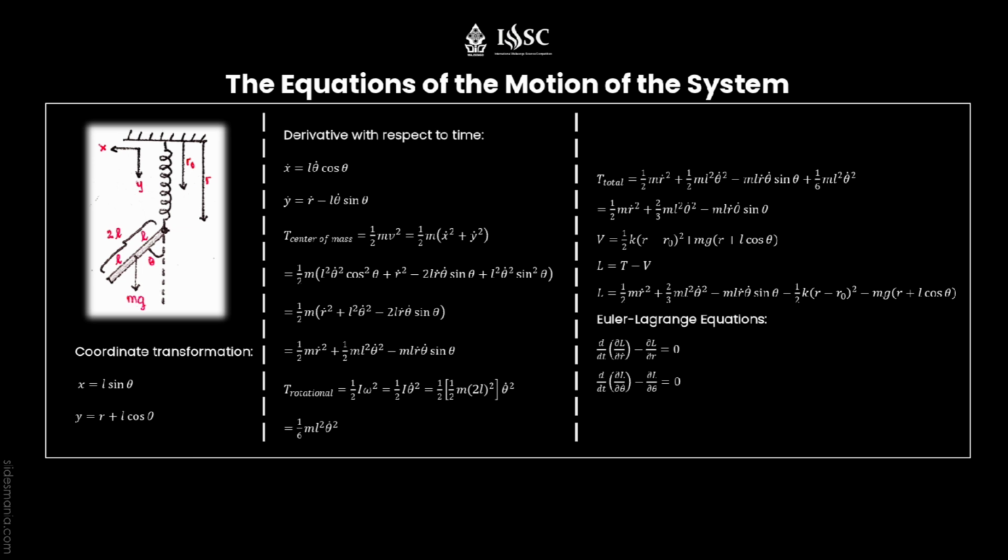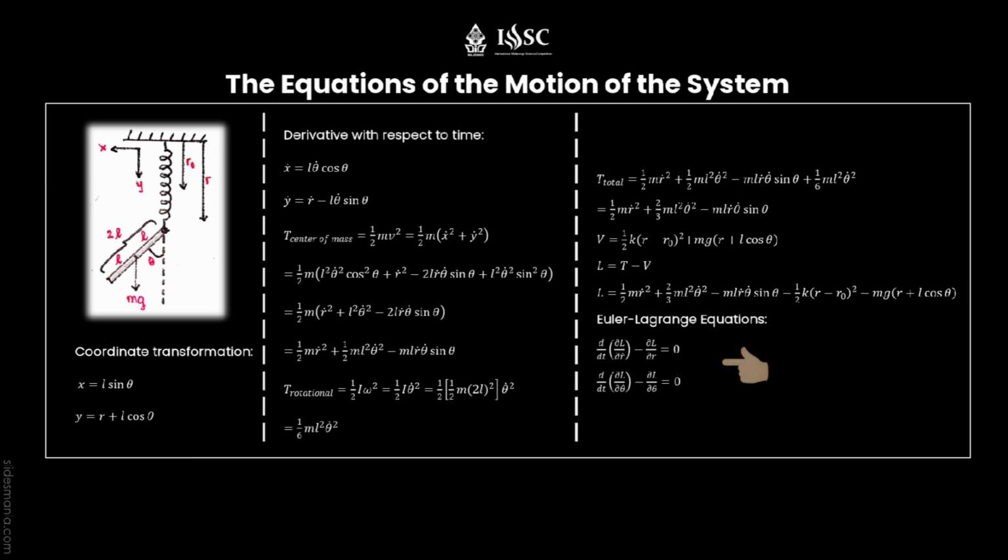And for the Lagrangian, it is the difference between the total kinetic energy and the potential of the system. So, L equals T minus V. L equals 1/2 m r dot squared plus 2/3 ml squared theta dot squared minus ml r dot theta dot sin theta minus 1/2 k times (r minus r0) squared minus mg times (r plus L cos theta).